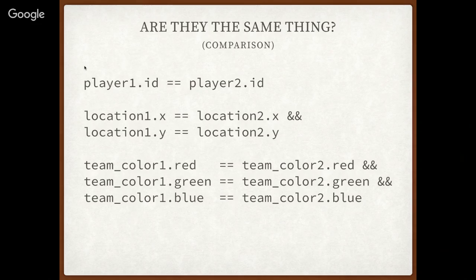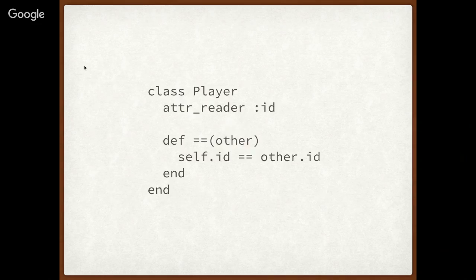But then when it comes to team color, you have to compare the red value, you have to compare the green value, and you have to compare the blue value. And you're doing this all over in your code, and it makes you start to think, man, I'm doing Ruby. I should just write my own comparison operator for each of these classes, right?